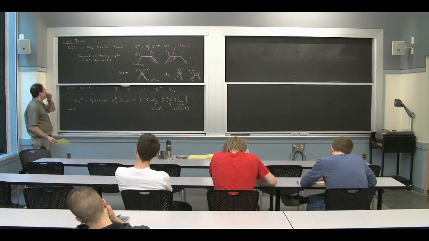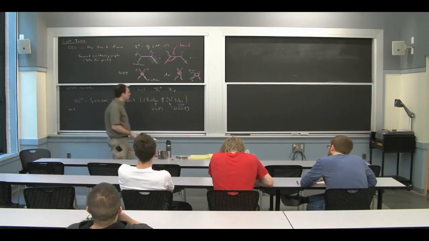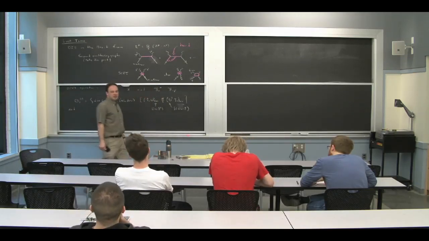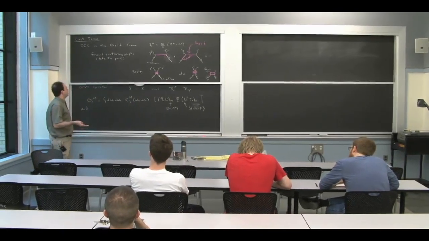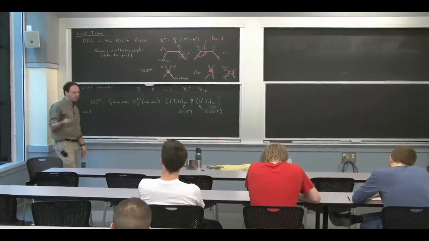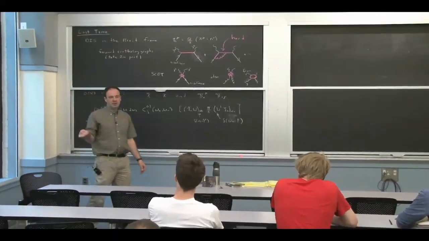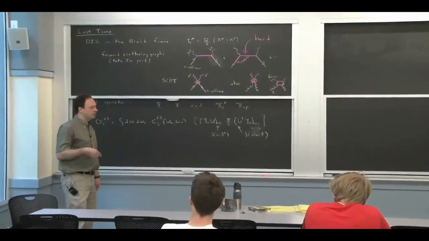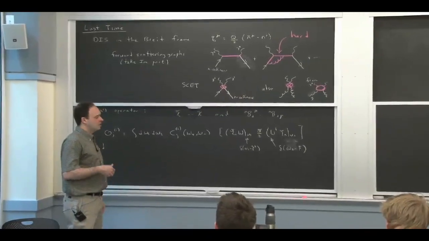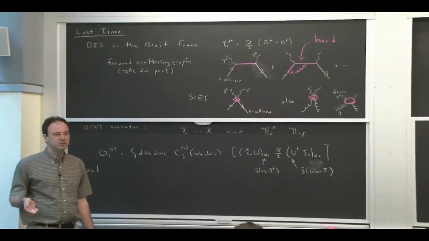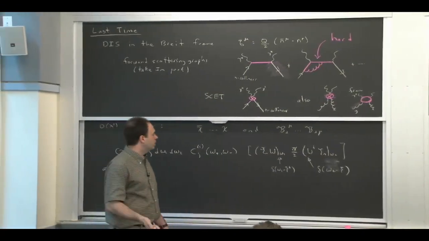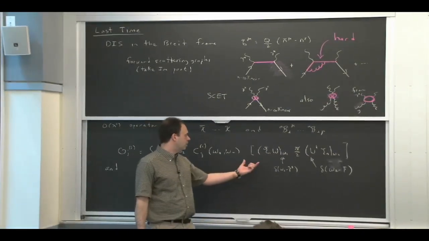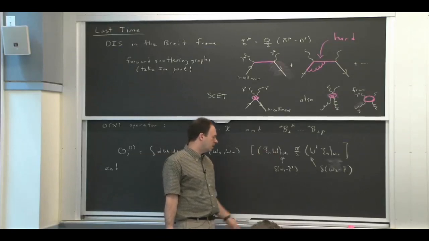OK, so let me remind you what we were talking about last time. We were discussing the example of DIS in the bright frame. The way we led into this example is we talked about renormalization group evolution of the heavy to light current. We saw that it had this cusp anomalous dimension, but it was a multiplicative renormalization group evolution. And I said that that happened because we only had one collinear gauge invariant object in our operator.